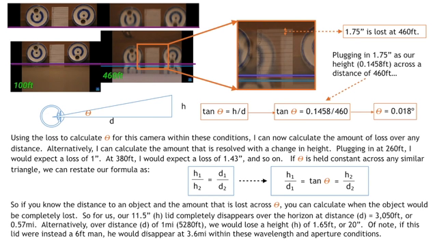So if you know the distance to an object and the amount that is lost across theta, you can calculate when the object would be completely lost. For us, our 11.5 inch height lid completely disappears over the horizon at a distance of 3,050 feet, or 0.57 miles, half a mile, give or take. Alternatively, over a distance d of 1 mile, 5,280 feet, we would lose a height of 1.65 feet or 20 inches. Of note, if this lid were instead a 6-foot man, he would disappear at 3.6 miles within these wavelength and aperture conditions.